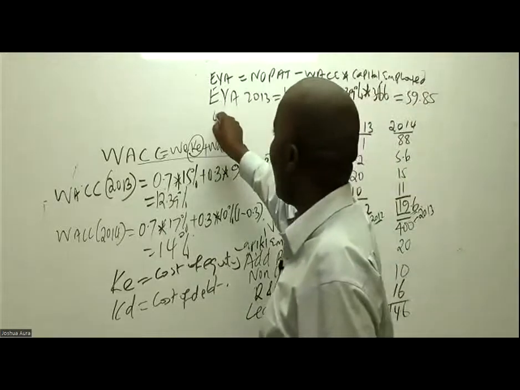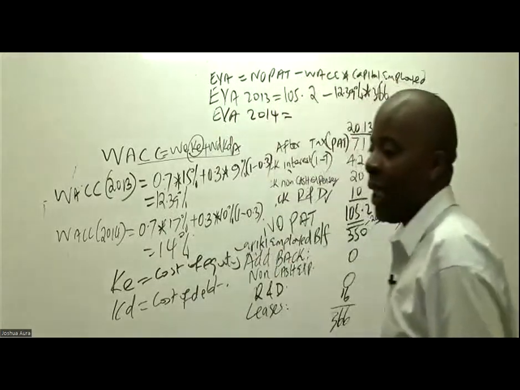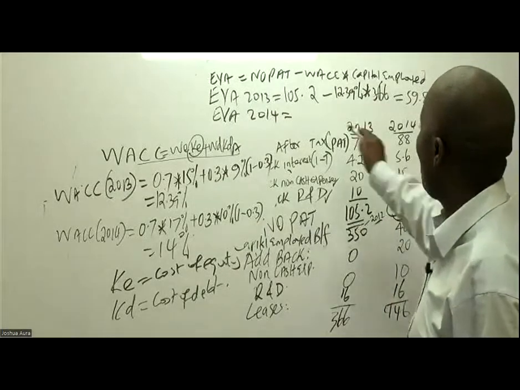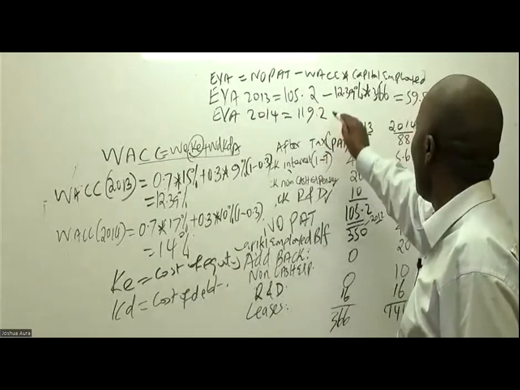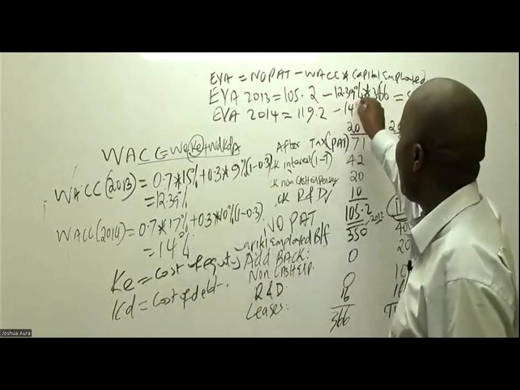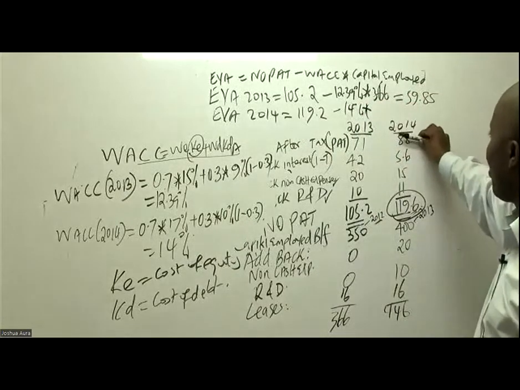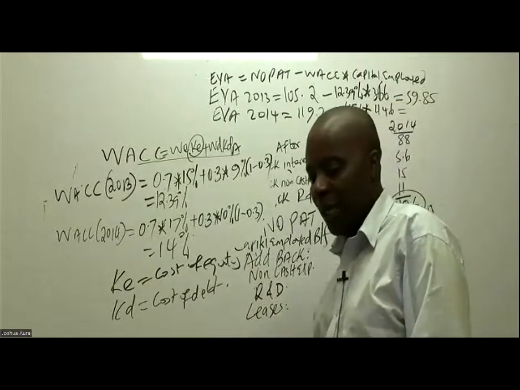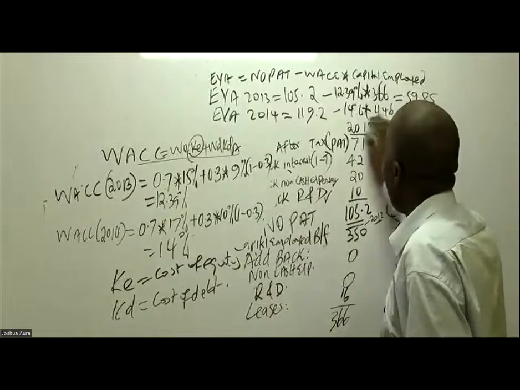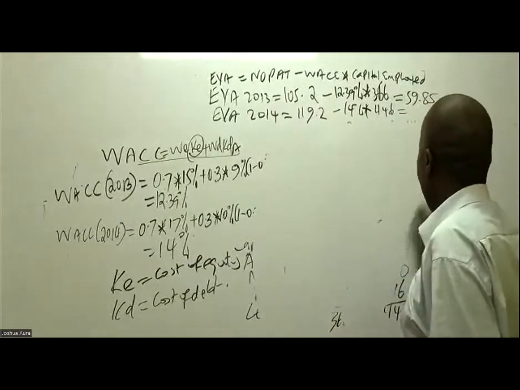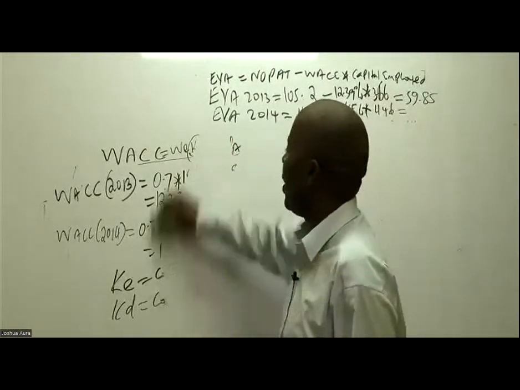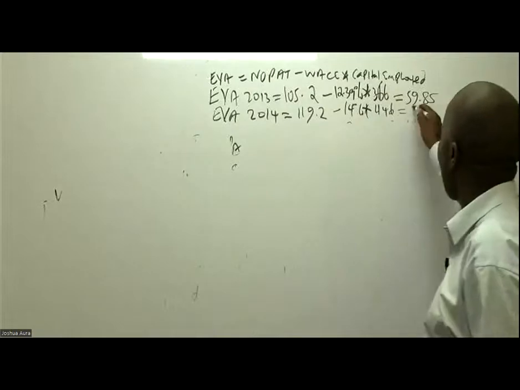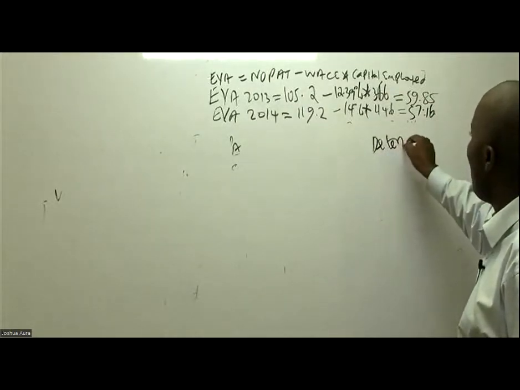And then now we have EVA for the year 2014. For 2014, the NOPAT is 119.2 minus the WACC for 2014, which is 14%, multiplied by the capital employed in 2014, which is 446. What figure does that give me? 57.16, of which you can see a deteriorating performance.